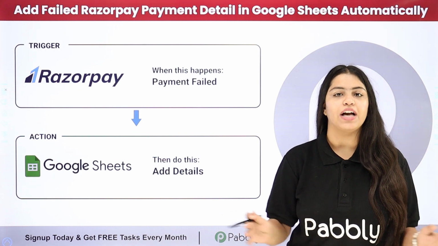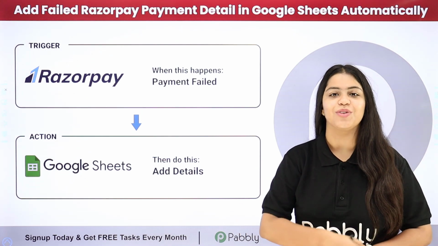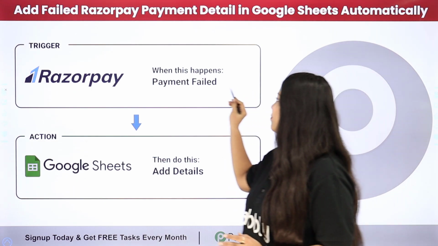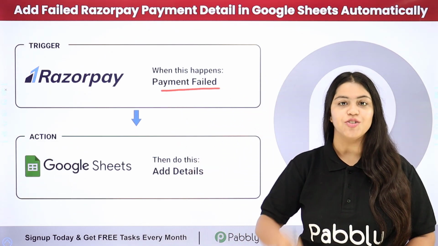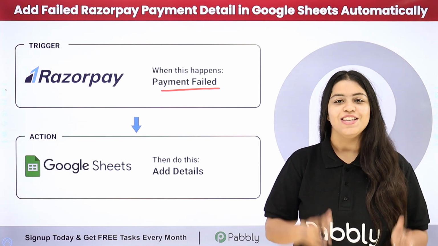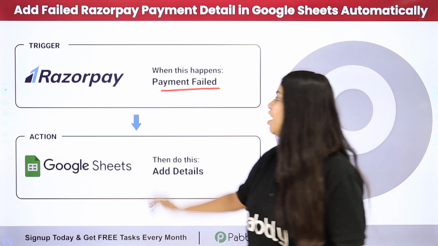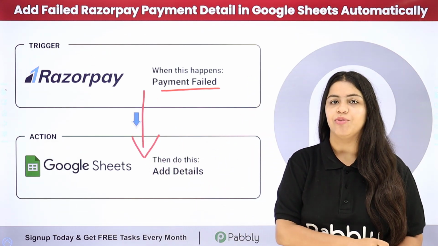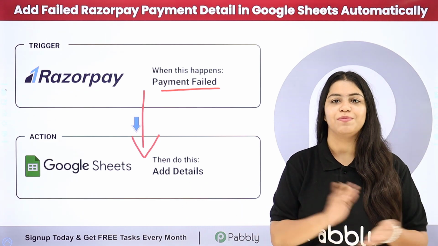So over here I'm running an organic skincare brand and we use Razorpay to sell our products online. And now what I want is that as soon as a new payment failure is made in my Razorpay account, automatically the details of the same should be added to my Google Sheets. So to do this, we are going to create a connection between Razorpay and Google Sheets. To create this connection without knowing any programming or coding language, we are going to use Pabbly Connect.